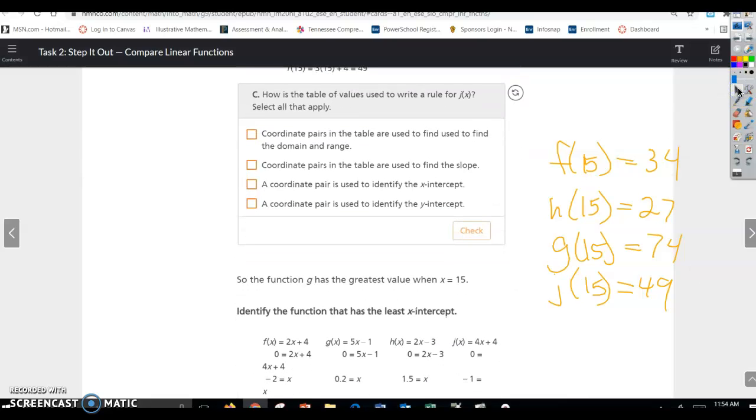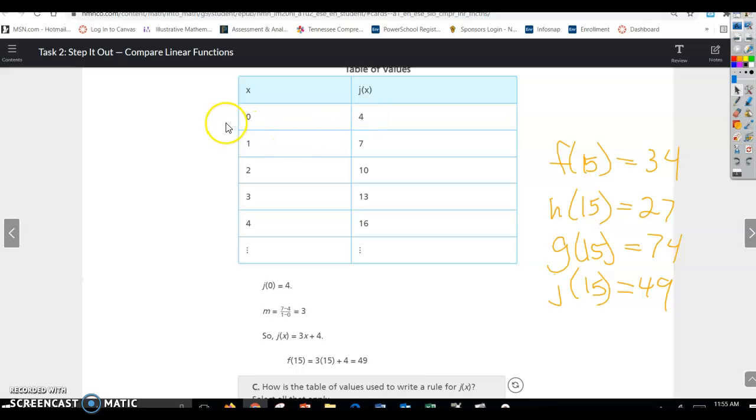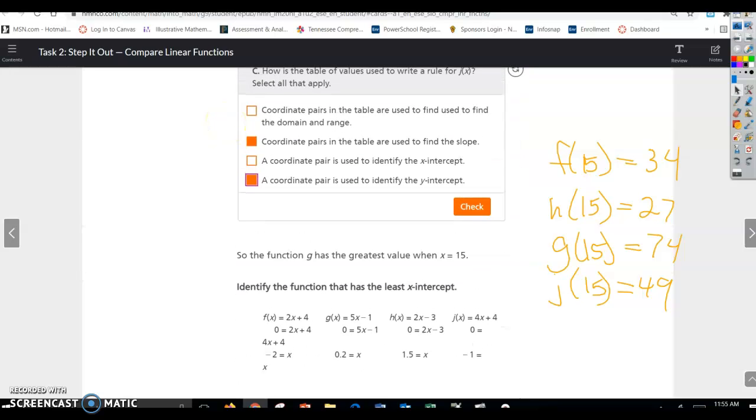All right, so how is the table of values used to write a rule for j of x? Select all that apply. Coordinate pairs in the table are used to find the domain and range. Again, we don't need the domain and range right now. Coordinate pairs are read to find the slope, yes. And coordinate pairs are used to find the y-intercept, yes. This time they use the ordered pair (0, 4) to identify the y-intercept.